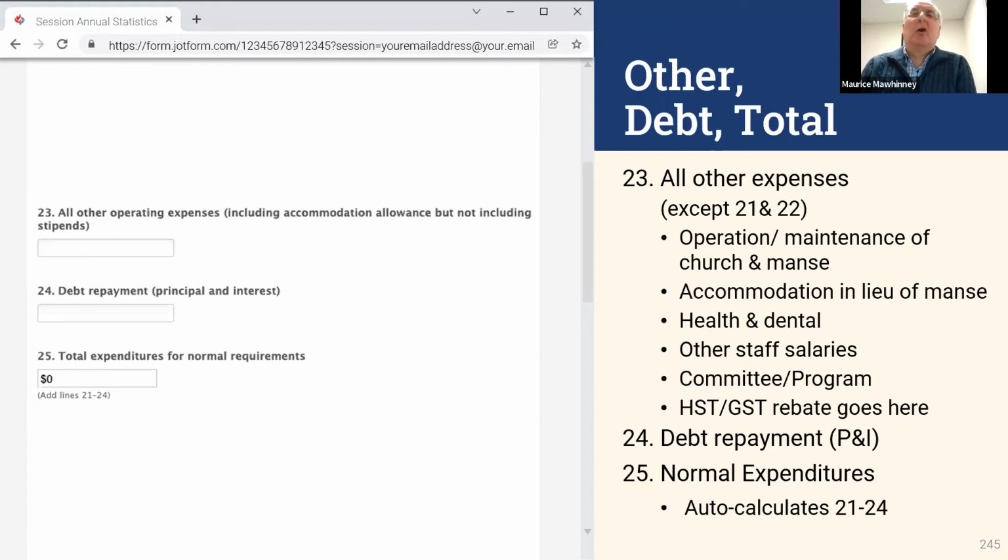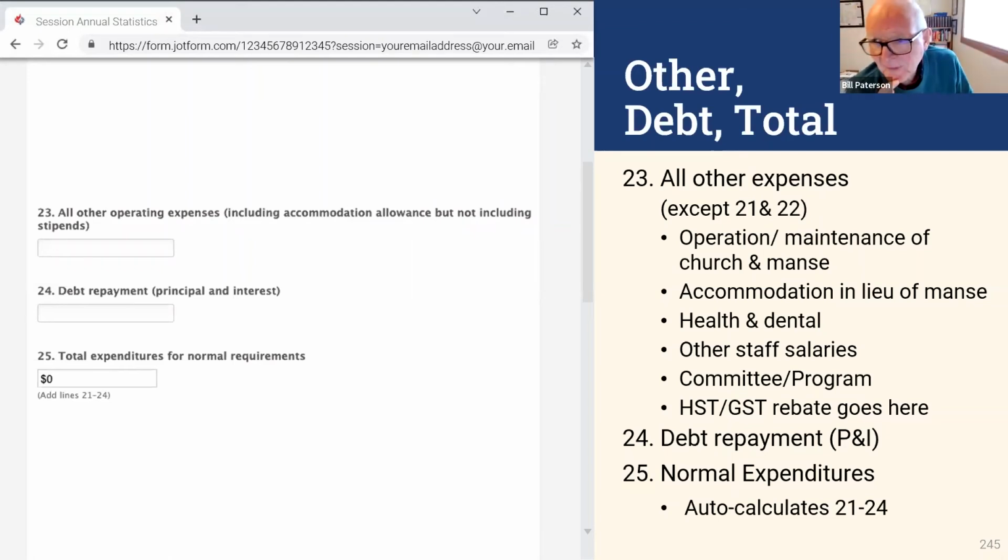But in all cases, I would say that the HST would not go on line 14 or in any of those other income lines. It all relates to expenses as a reduction of expenses and ends up on line 23.